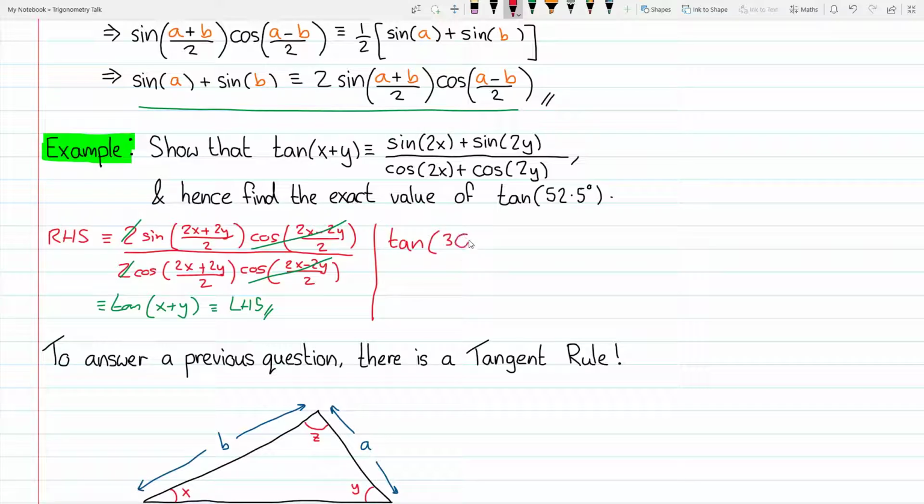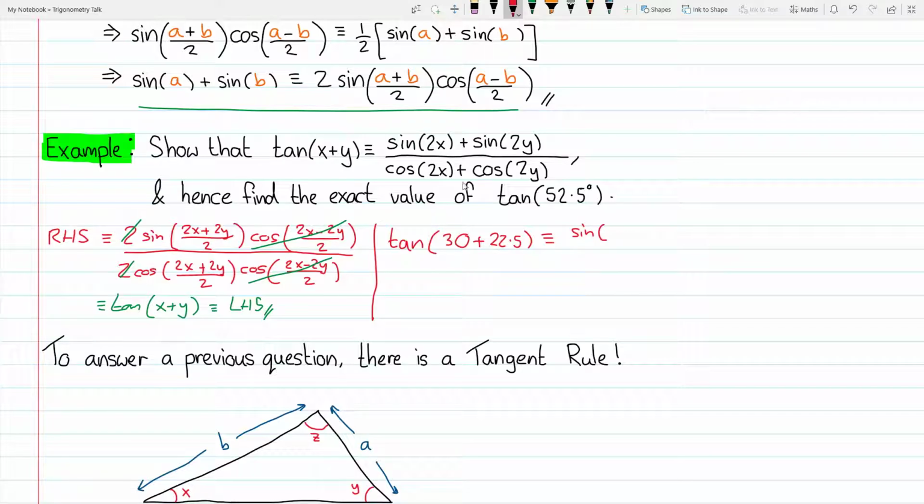tan of 30 plus 22.5. So here x is 30, y is 22.5. Well, using the identity we've just proven, let's just plug these things in.